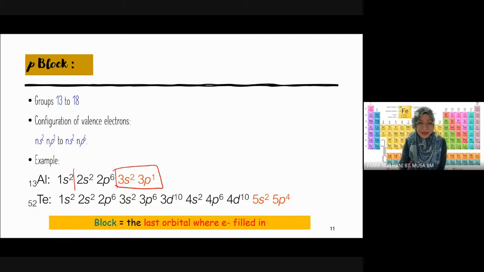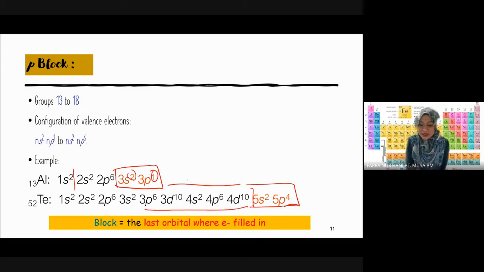So, correct, right? Aluminium has 3 valence electrons, total of both orbitals. 3 valence electrons. Okay, alright. For tellurium, this one has even more, right? Actually, we don't go up to 5p, but never mind, this is an example. Okay, 5s2, 5p4 is the valence electron.